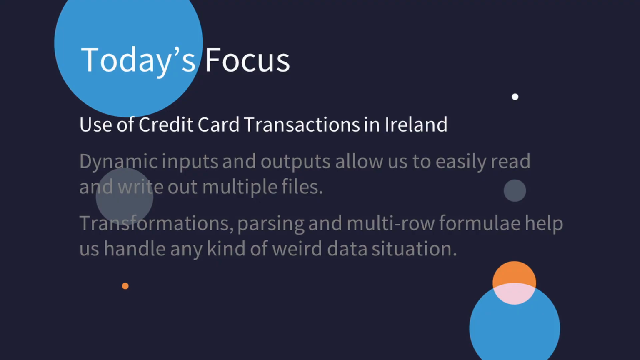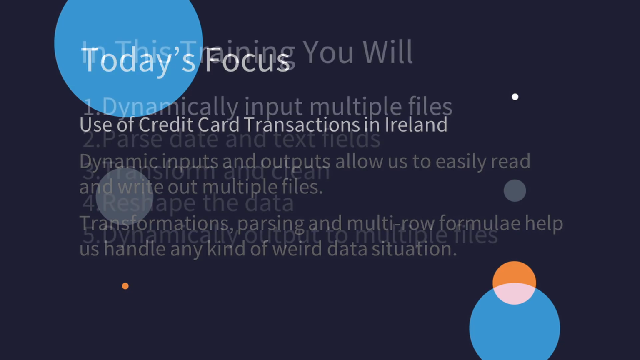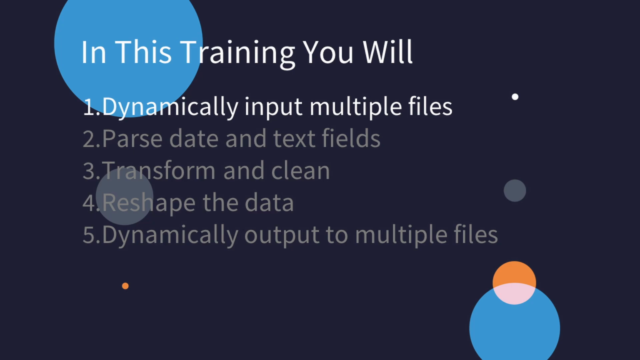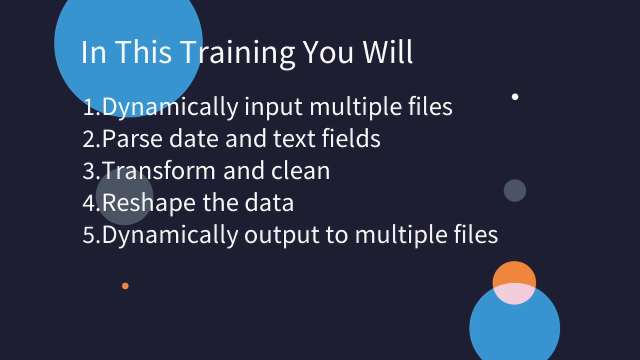Okay, let's get started. In today's training, we'll be using credit card transactions in Ireland for our data source, or rather, our data sources. The workflow we're going to build can be split into 5 different stages. 1. How to dynamically input our files. 2. How to parse dates and text fields. 3. How to transform and clean our data. 4. Reshaping the data. And 5. How to dynamically output to multiple files.